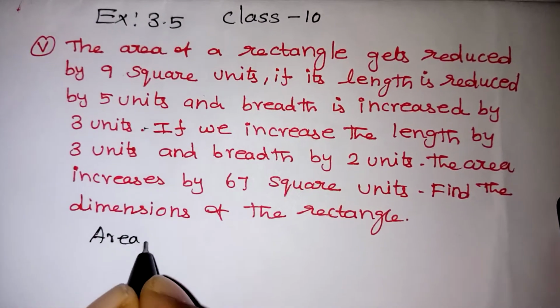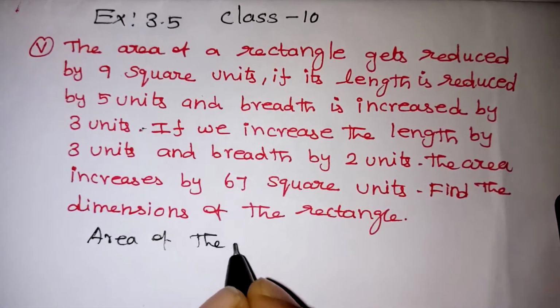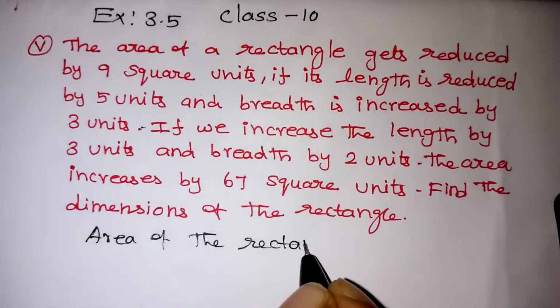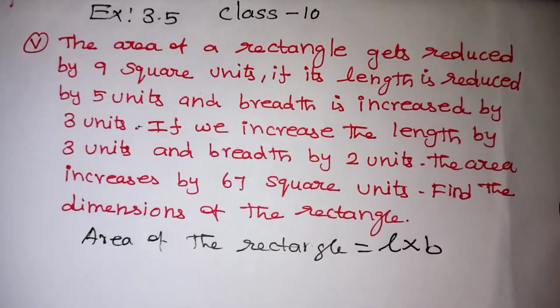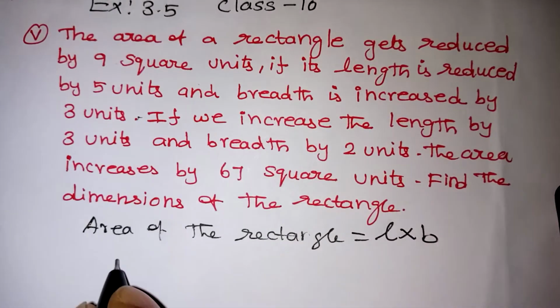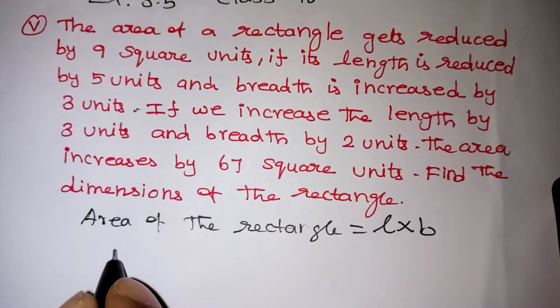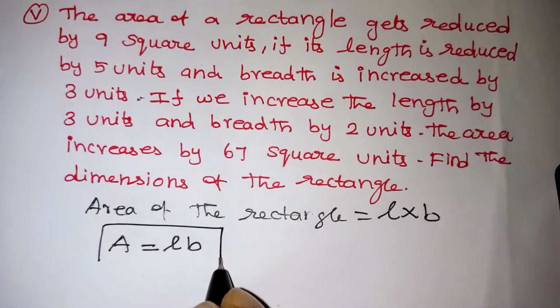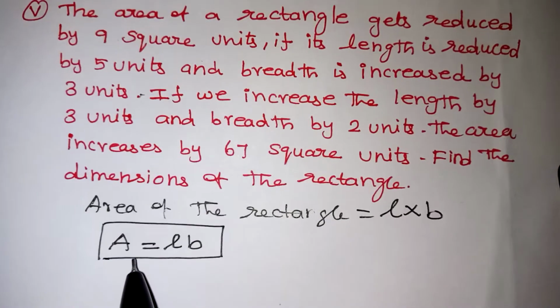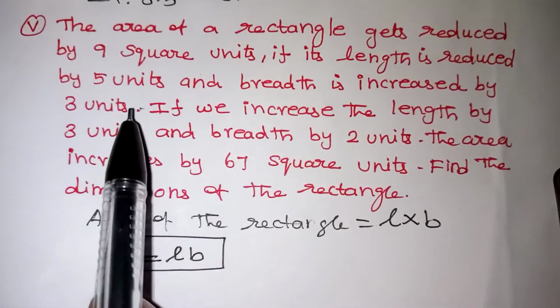So listen, the area of the rectangle is, the formula is length into breadth. L into B is your actual formula. We can say that area we are going to represent by A. So A is equal to LB. This is the usual formula. Now what is happening? Let's see the question now.